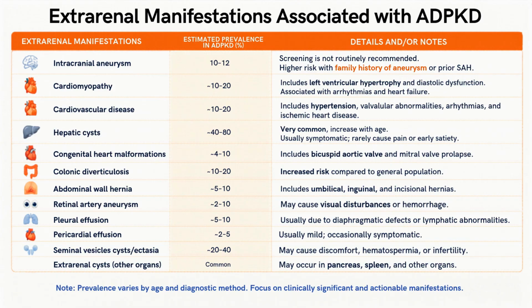Clinically, this group tends to have a more aggressive phenotype, earlier onset of kidney failure, especially with PKD1 compared to PKD2. They also tend to have more liver cysts and a higher risk of intracranial aneurysm.